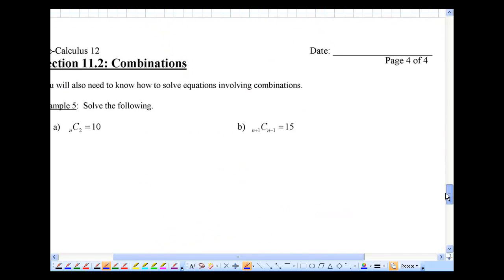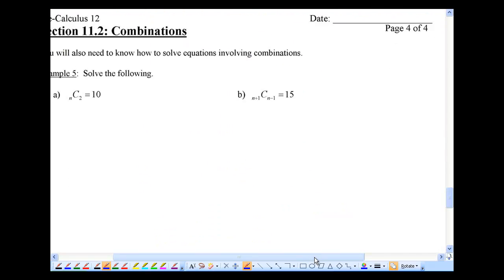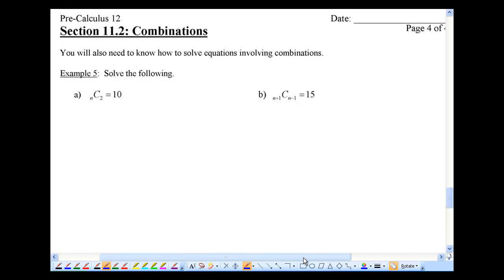Alright, your brain might be fried by then, but I got 3 more to do. So if you need a break, take a break, and then come back. Otherwise, let's power through these last few examples. Okay? Here we go. You need to also solve equations. So yeah, just like permutations, we need to know how to solve them.